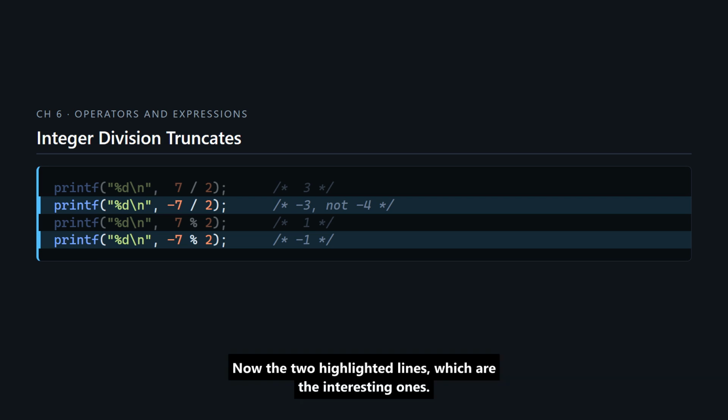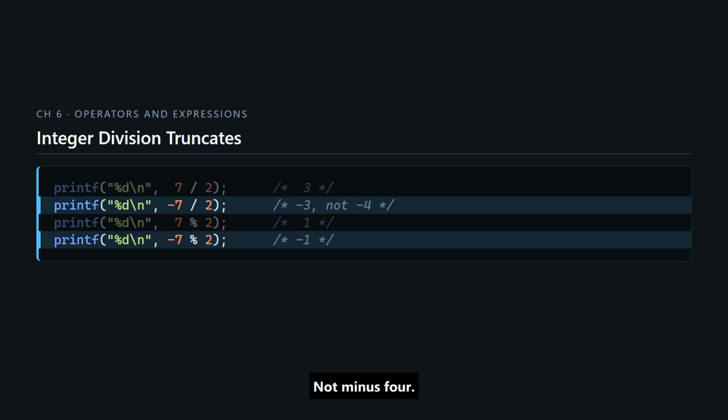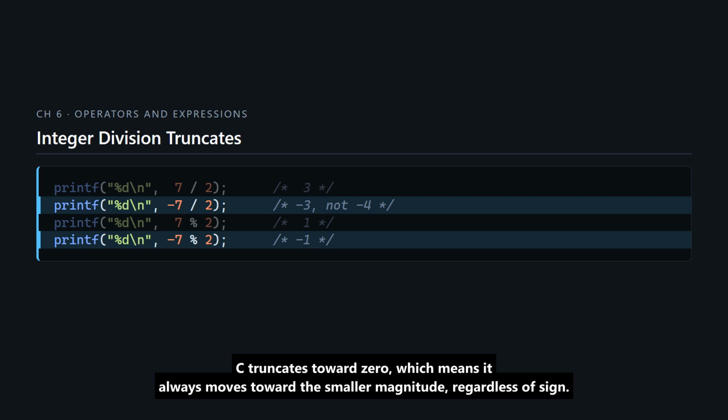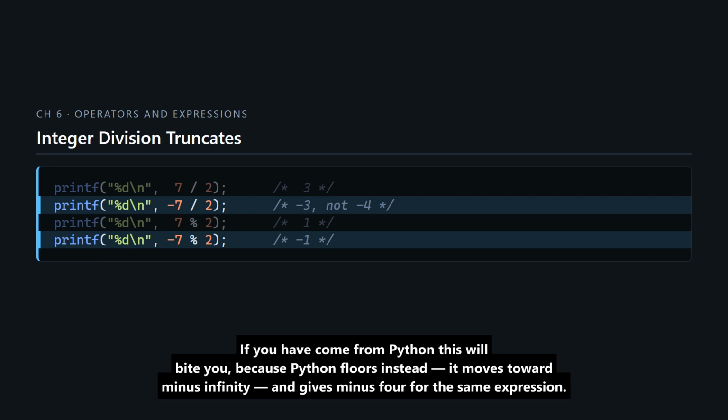Now the 2 highlighted lines, which are the interesting ones. Minus 7 divided by 2 gives minus 3, not minus 4. C truncates towards 0, which means it always moves toward the smaller magnitude, regardless of sign. If you have come from Python, this will bite you, because Python floors instead. It moves toward minus infinity and gives minus 4 for the same expression.